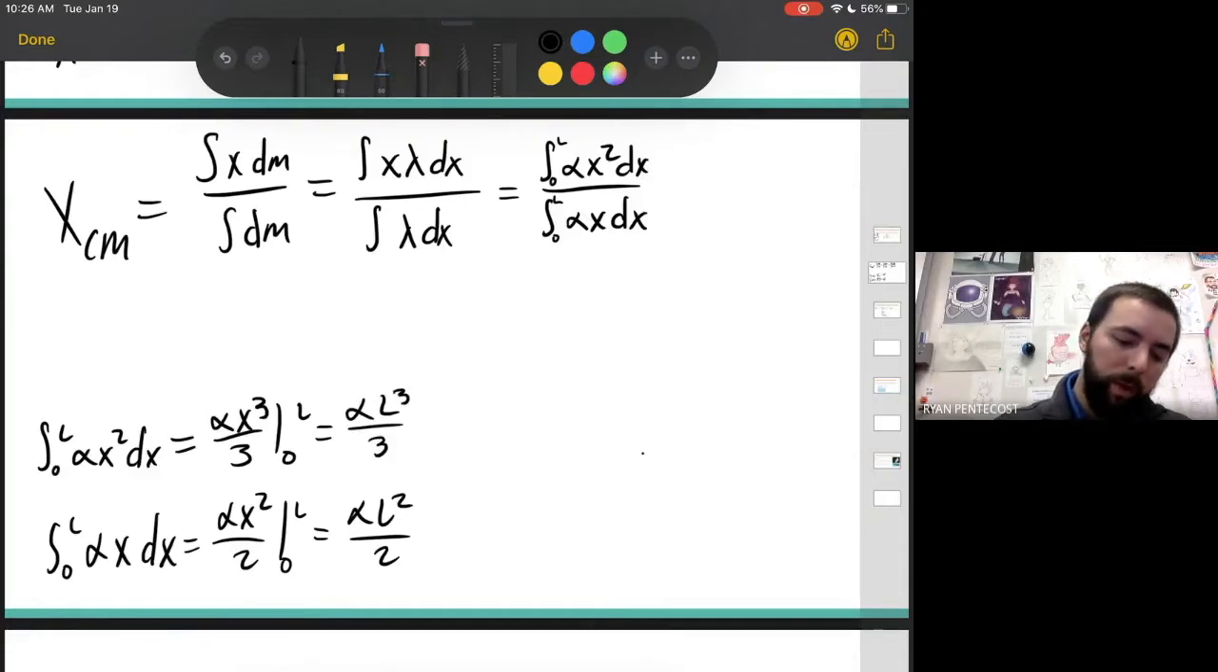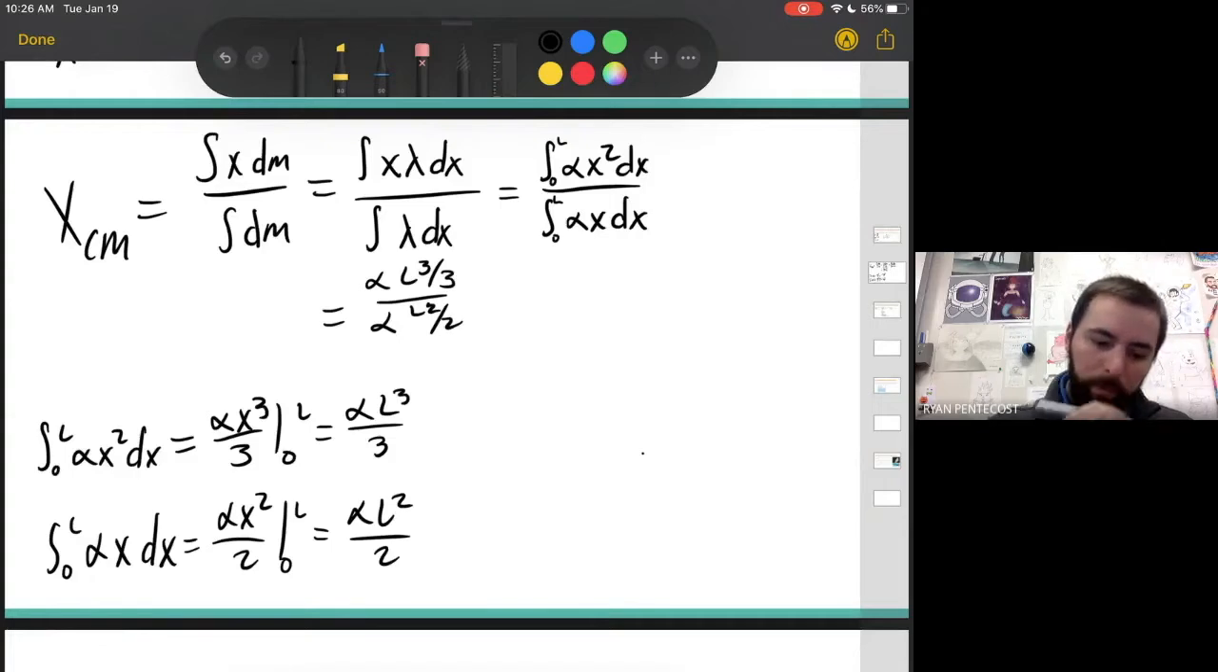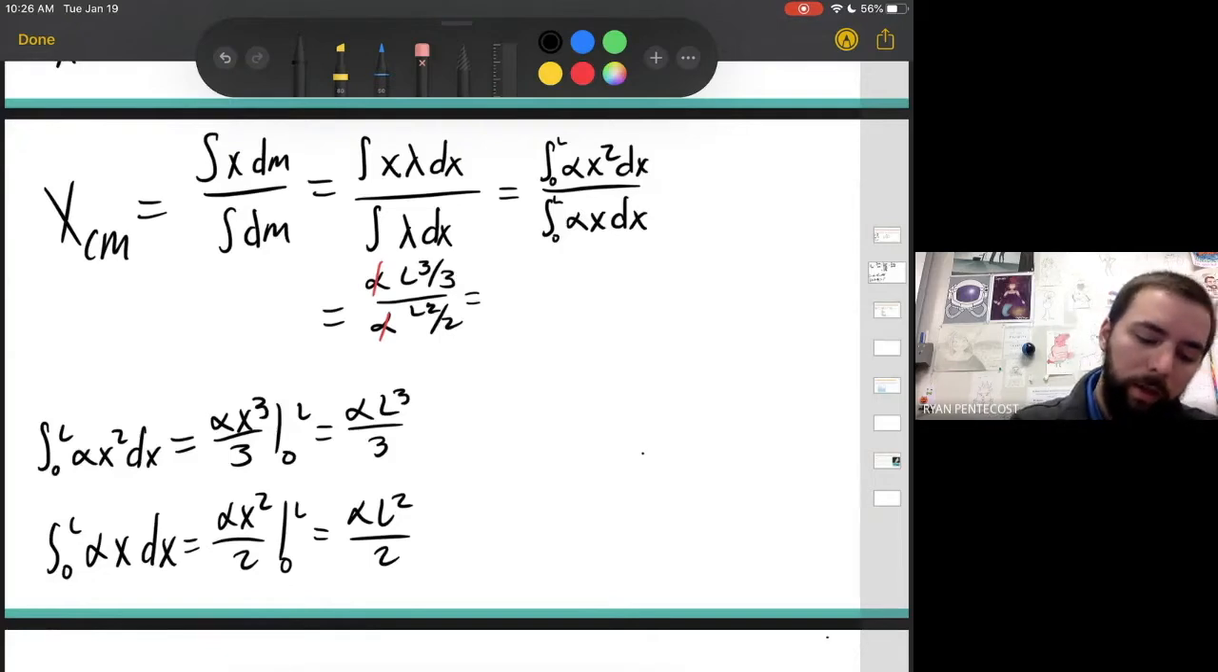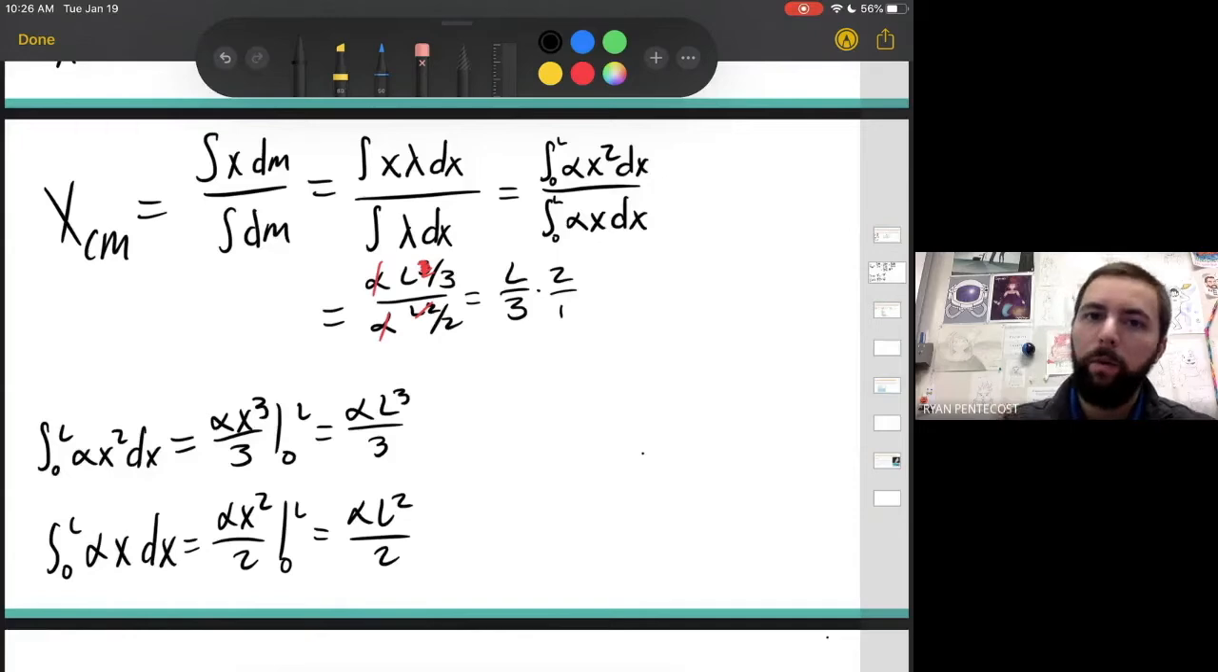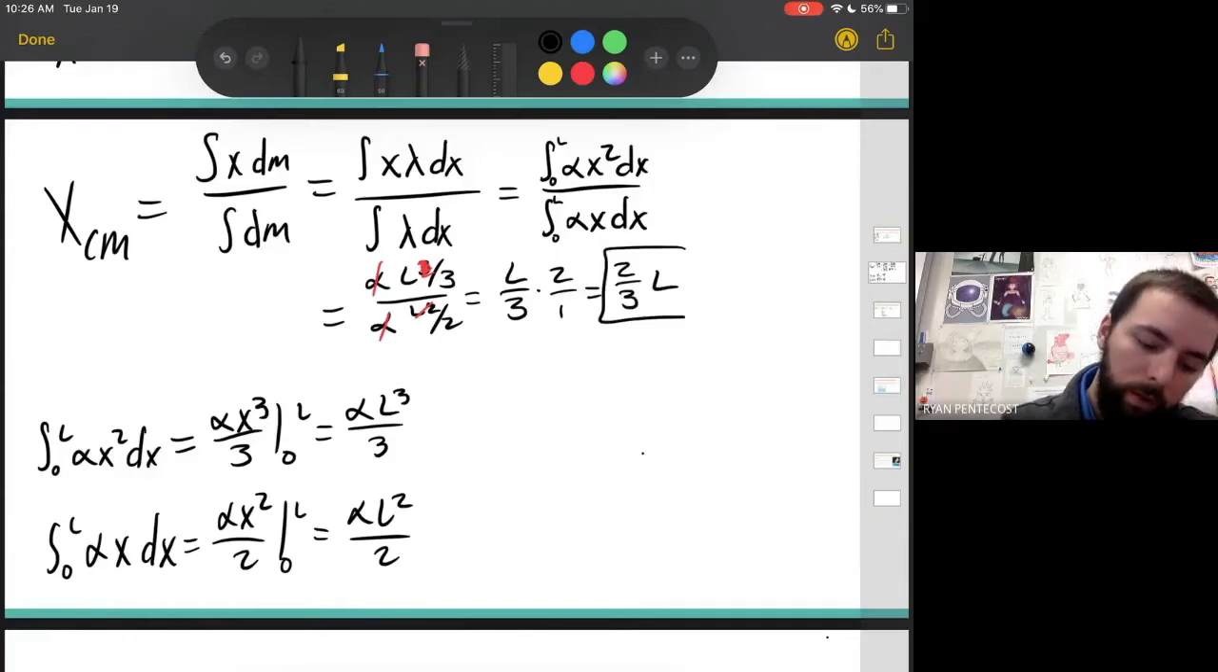Now we'll plug this back in up here. You've got alpha L cubed over 3 divided by alpha L squared over 2. Okay. Now, notice here that the alphas are going to cancel, and we'll talk about that in a second. And then the L squared could also cancel 2 of these 3 L's. And now you will get L over 3 times 2 over 1, because we're dividing by 1/2. You can just multiply by the reciprocal. So you get 2/3 L.